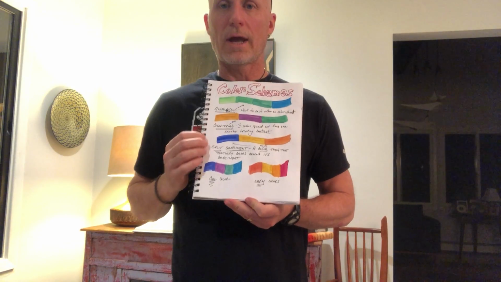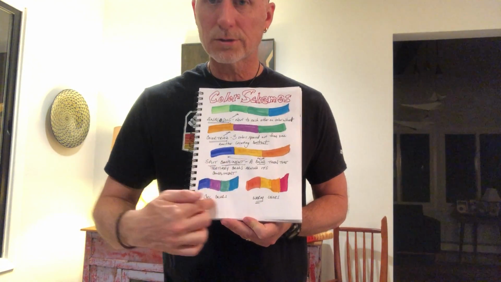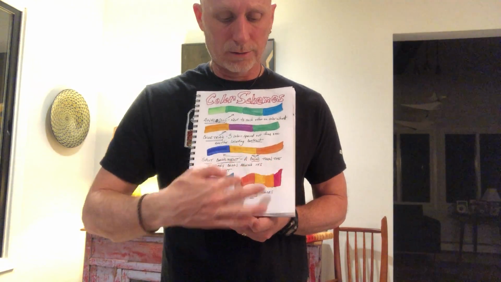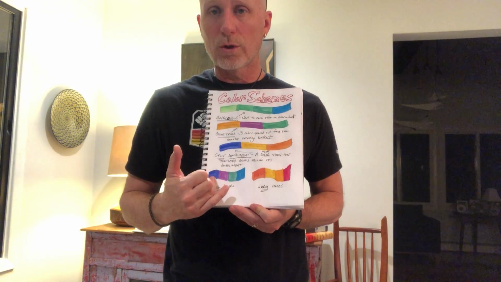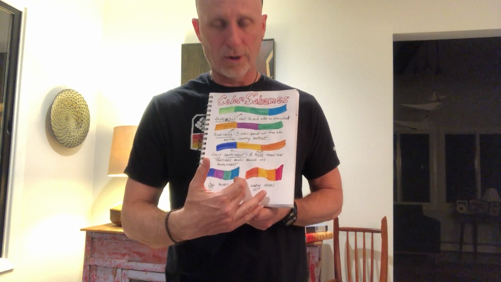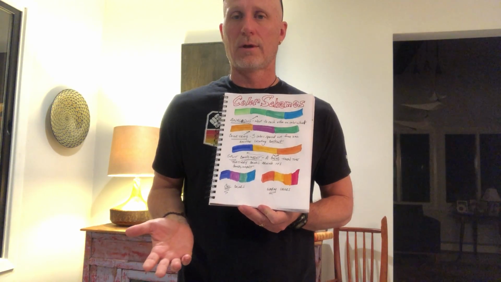The last 2 I want you to think about are cool colors and warm colors, okay? Those are pretty intuitive. Cooler colors have blue in them, warmer colors have yellow and red in them, okay?